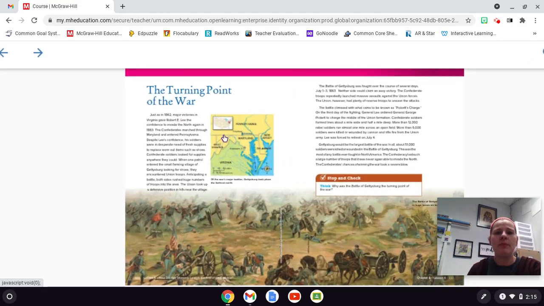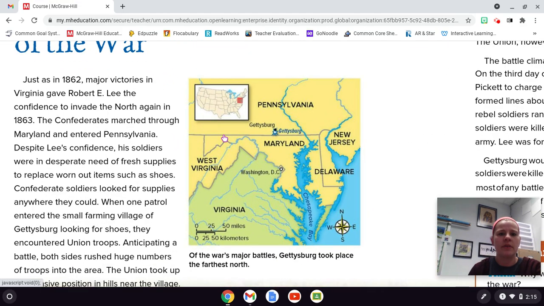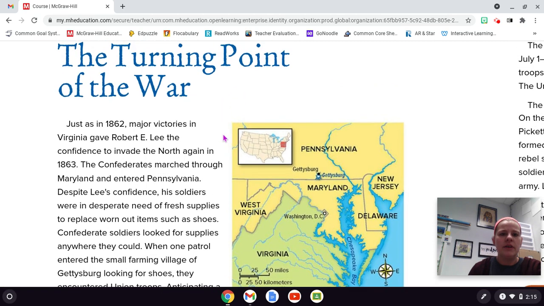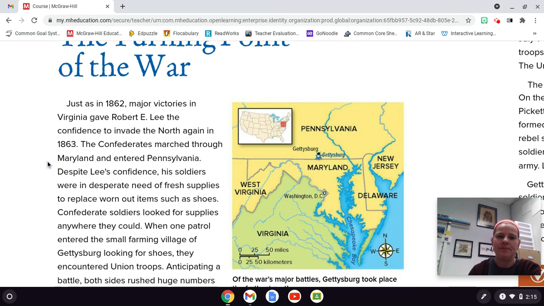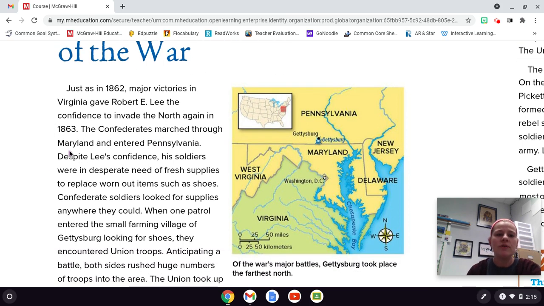All right, we have the turning points of the war. Just as in 1862, major victories in Virginia gave Robert E. Lee the confidence to invade the North again in 1863. The Confederates marched through Maryland and entered Pennsylvania. Despite Lee's confidence, his soldiers were in desperate need of fresh supplies to replace worn-out items such as shoes.